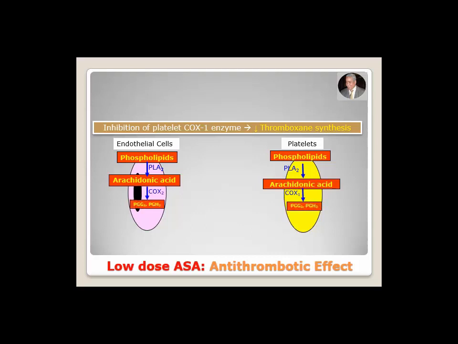COX enzyme converts arachidonic acid into intermediate prostaglandins. However, the type of COX enzyme in the endothelial cells is COX-2, while in the platelets it is COX-1. The platelets contain the enzyme thromboxane synthase, which converts the prostaglandin H2 into thromboxane. This is a potent platelet aggregator.